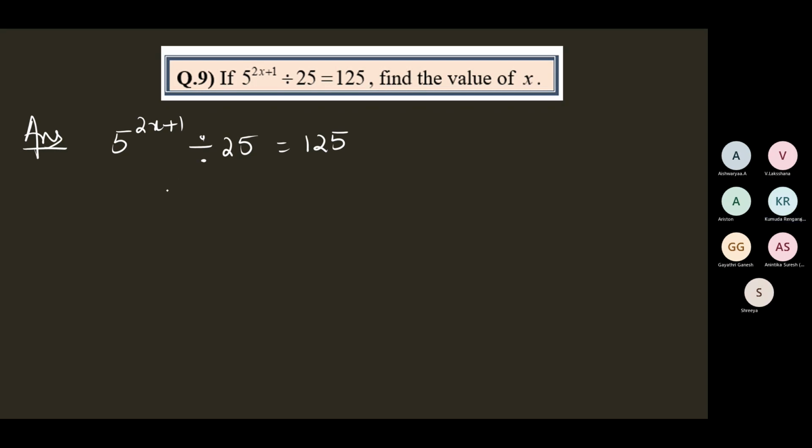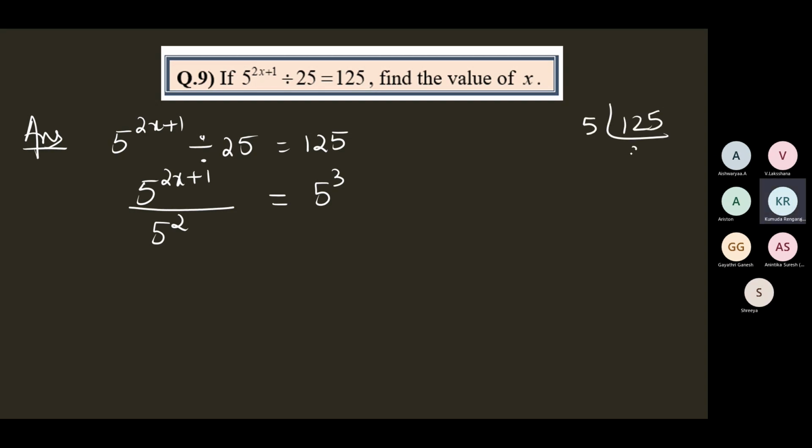Okay. So now the next step will be 5 to the power 2x plus 1 divided by, what is 25? 5 square. Equal to, what is 125? 5 cubed. 125 is equal to 5 into 5 into 5, which is 5 cubed.